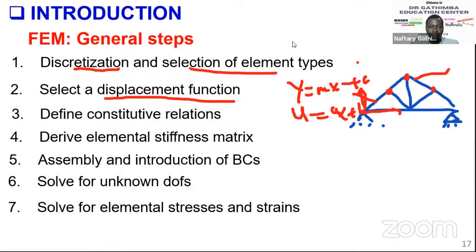You want to know the displacement maybe at this part. Okay. Finally, number seven, after you have gotten the unknown degrees of freedom, now you can take an individual element, because you might want to know what is the stress in this member. Because when we know the stress, we can get the area. With the area, we can calculate the cross-section size of the timber truss member that we need to use there, or a steel section, okay?